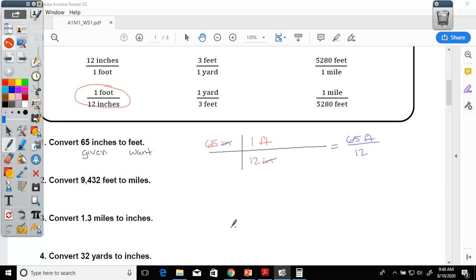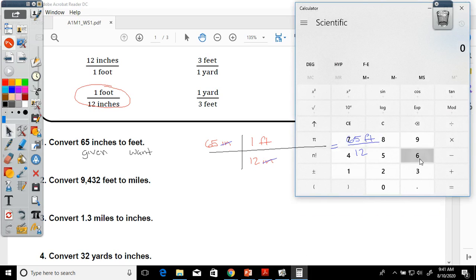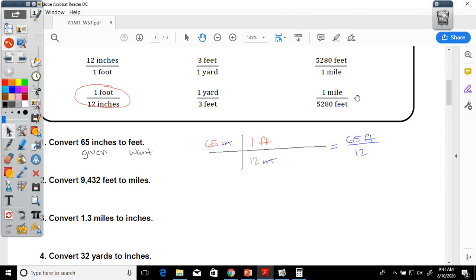And then you get the 65 divided by 12. You can do this by paper, long division, whatever. You can use your calculator. So 65 divided by 12. And we get 5.41666666. All right, we're going to round it to the nearest tenth, so we're going to say 5.4. So 65 divided by 12 is 5.4, and that's going to be feet. And there's my answer. I'll put a box around it or circle it.